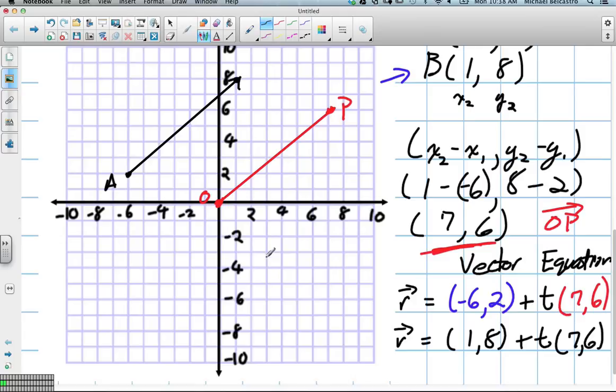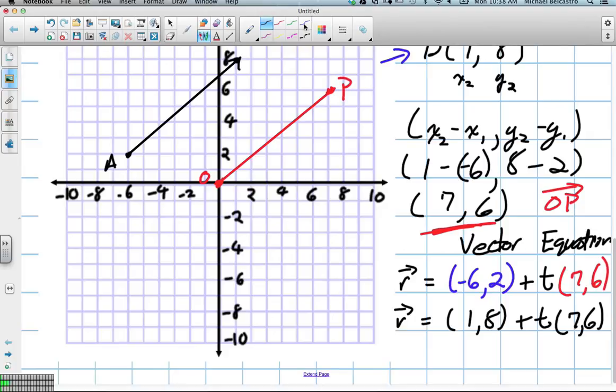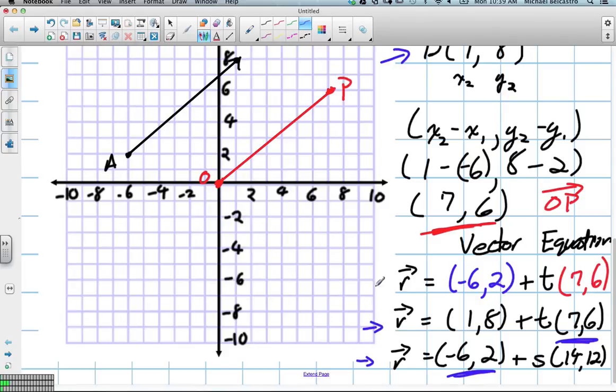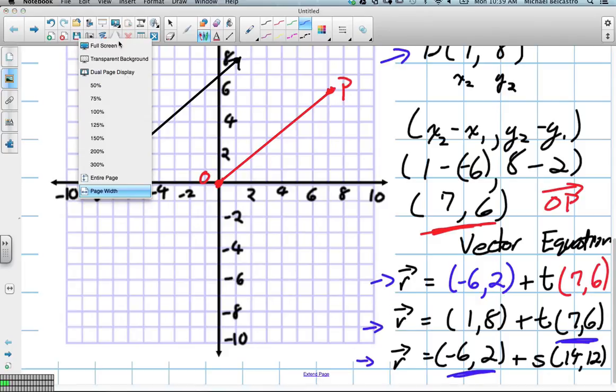And we could also, and I'm going to use a different parameter so we don't get confused, put any scalar multiple of this directional vector. Now on our graph, I can't actually fit an easy scalar multiple. I could double these numbers, let's say. Using the same points, we'll use the original one again, -6 and 2. We'll use a new parameter, S. It's still the same vector equation, and I'm just going to double our directional vector, 14 and 12. It's still in the same direction. It's just a scalar multiple of the other one, and it's still going through these same points. So these are all equivalent vectors. They can just be written in many different ways.